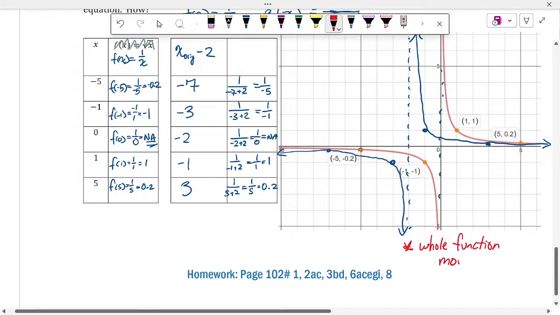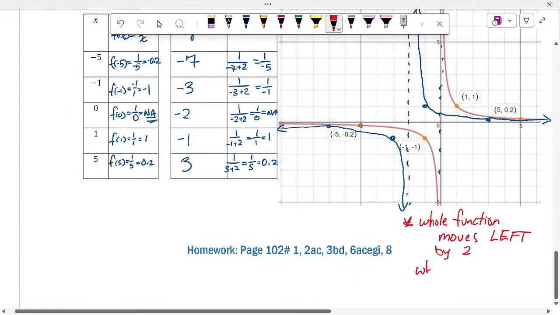The whole function moves left 2. Yeah, that's going to be hard to draw. I'm not even going to bother. When we do, if you just moved everything x plus 2.